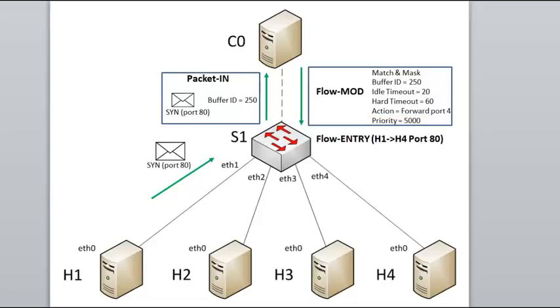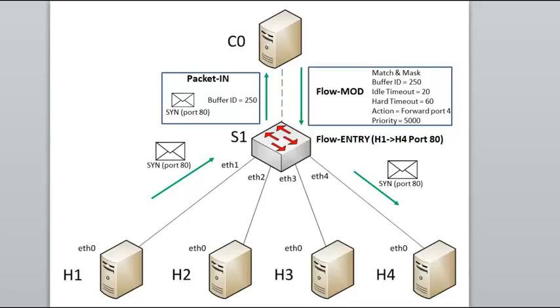So this flow modification message results in a new flow entry on the switch S1, and since it referenced a buffer ID, it also results in the original TCP SYN message packet getting forwarded out port 4, just like the action says to do. So this same process will happen in H4's reply to H1.